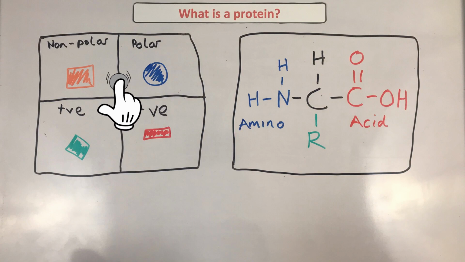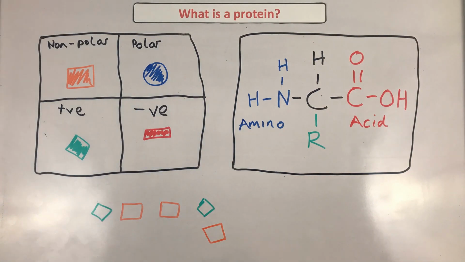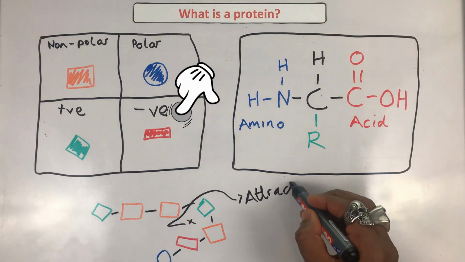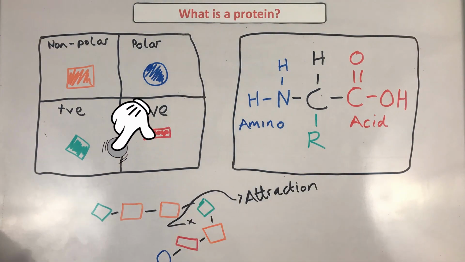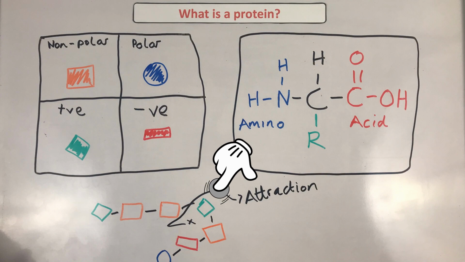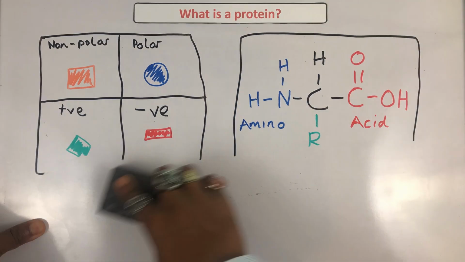So linking these in a random order, they will naturally fold, just like magnets attracting and repelling each other. The different R groups attract and repel, creating a 3D structure that gives proteins their function. Remember these bonds and attractions for later because they'll become important later, okay?